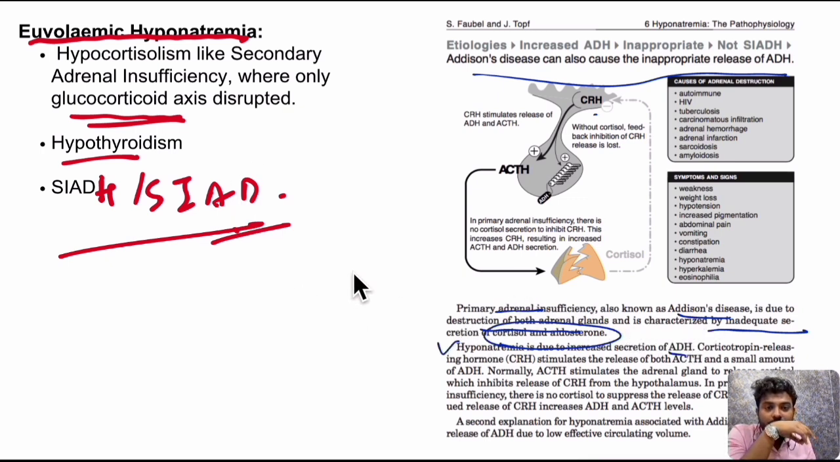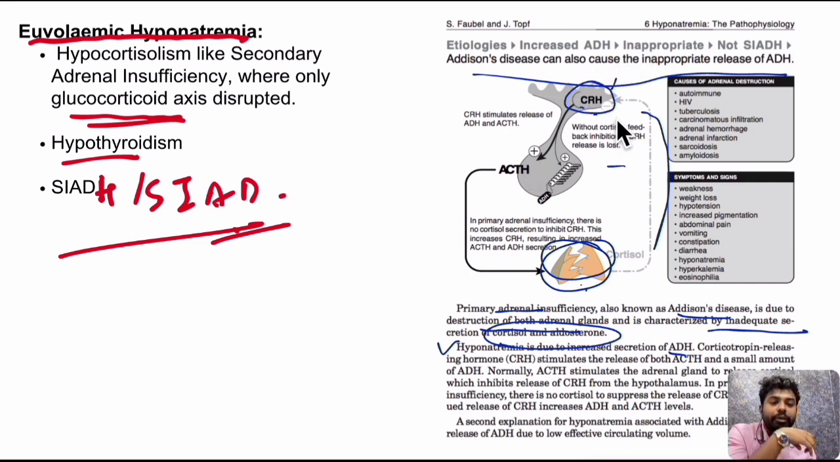Why is it happening? Because cortisol is not being produced here. So without cortisol, what is happening? Cortisol inhibits the CRH which is secreted by the hypothalamus, and CRH stimulates ACTH secretion from the pituitary. So the CRH inhibition is gone. Now CRH is increased. CRH will cause ACTH release, and CRH also causes release of ADH. So it will increase the ADH level too.